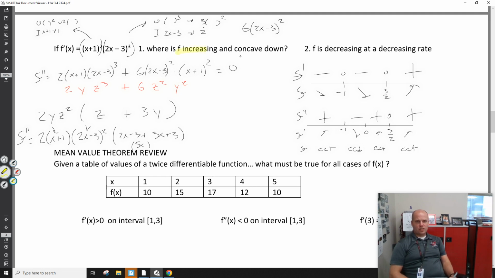F is increasing and concave down. F is increasing. F is concave down. Never? Great. F is concave down just here. F is decreasing at a decreasing rate. So that's the rates decreasing. F is decreasing. F's rates are decreasing right there, negative 1 to 0.